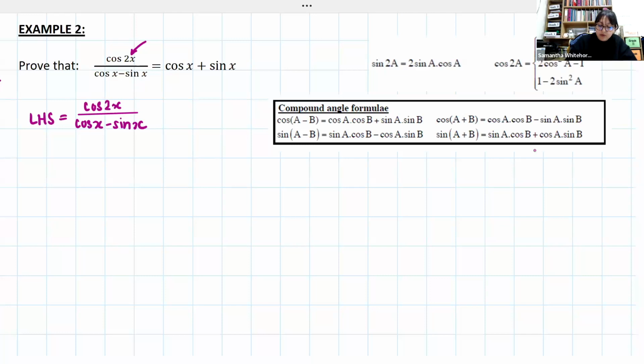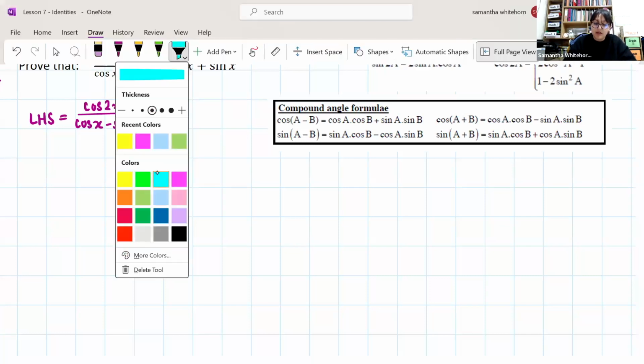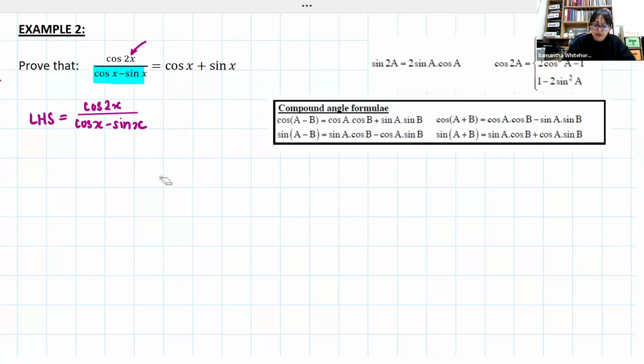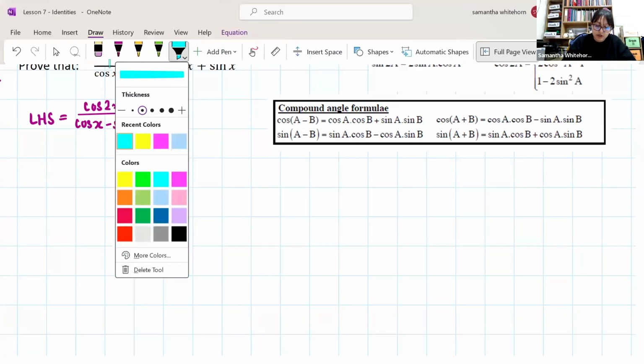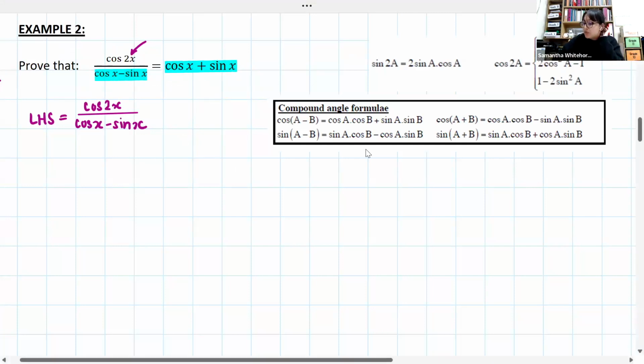Right, now the next skill you need to start developing with identities is the ability to look at what you've been given and understand where it has come from. So this cos x minus sin x, and this cos x plus sin x, should be reminding you a little bit of factorized expressions, even more specifically, difference of squares or quadratic trinomials.